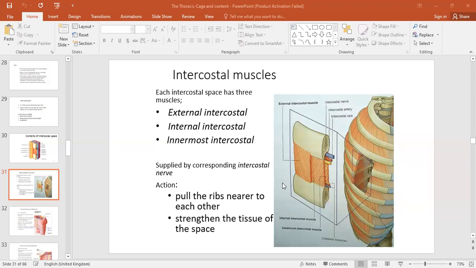All right. So that was about innermost intercostal muscle. Innermost intercostal muscle acts together with internal intercostal muscles to shrink the rib cage so that there's pressure in the lungs and air is forced out of the lungs. So it is a muscle of expiration. Those are the muscles found there.